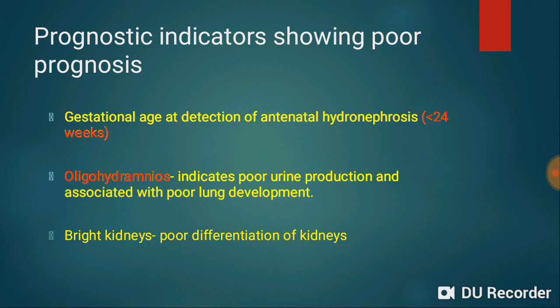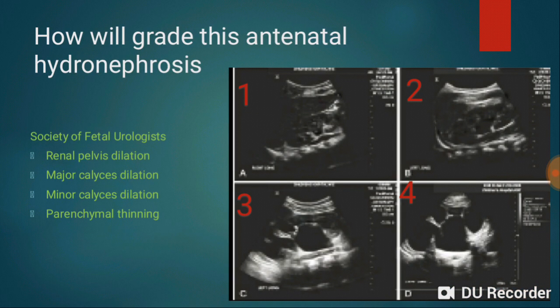Oligohydramnios, which indicates poor urine production and is associated with poor lung development, and bright kidneys, which means poor differentiation of kidneys. Now, how will we grade this antenatal hydronephrosis? How will we know which is a higher degree of antenatal hydronephrosis, and which is a lesser degree? In grade 1, there is renal pelvis dilatation.